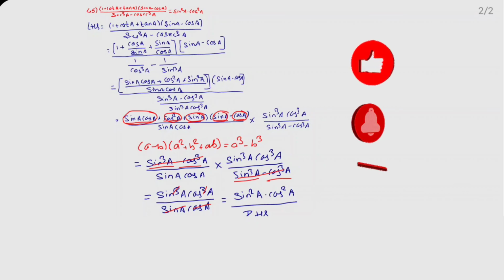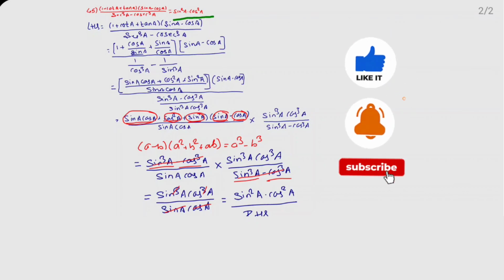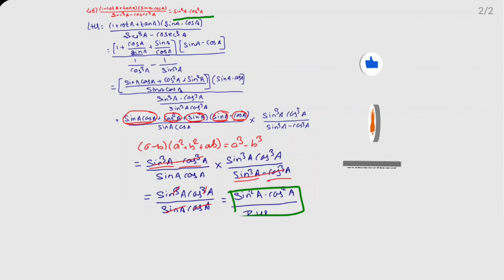So here the given RHS is sin square A into cos square A, and here we proved sin square A into cos square A. Is it clear?